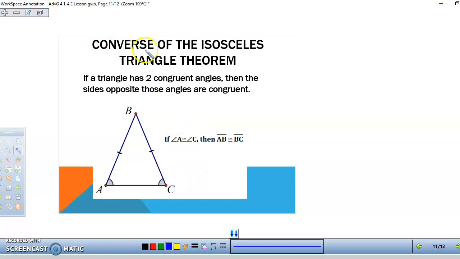Converse. So as we've talked about in previous sections, the converse is always going to be where the hypothesis and the conclusion are interchanged. So here, the converse of the isosceles triangle theorem says, if you're given this time the two congruent angles, so this time I'm given the angles, then you can conclude that the opposite sides are congruent. So all it changes is what you are given to start with.